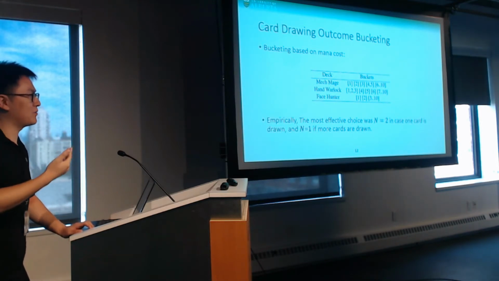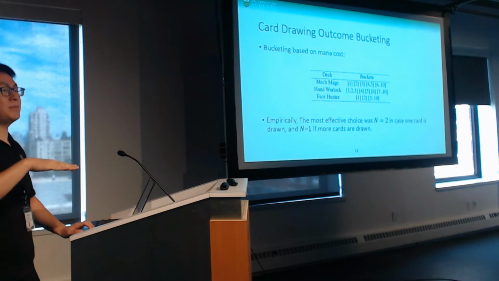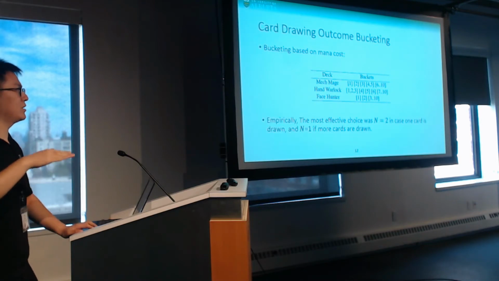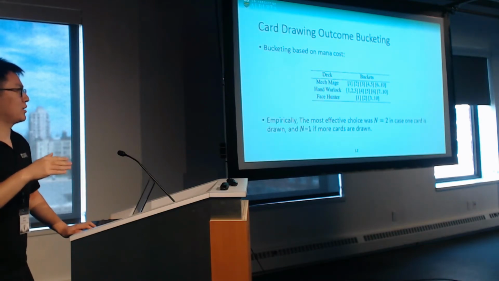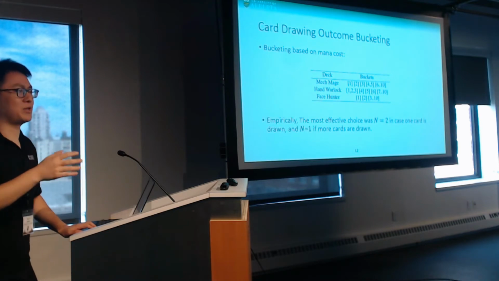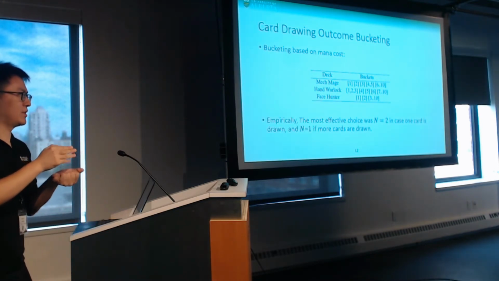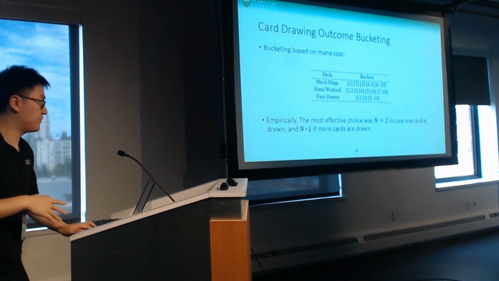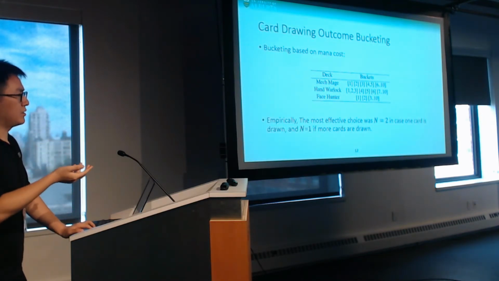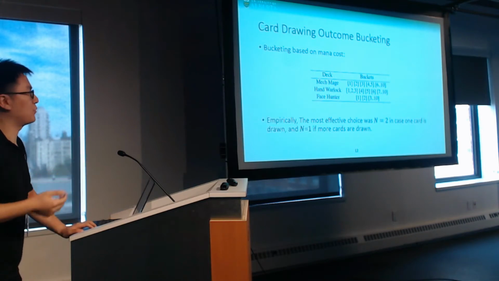We found that given the limited search time budget, n equals 2 when one card is drawn, and n equals 1 when more cards are drawn, works the best because it balances the efficiency and the quality of the samples.